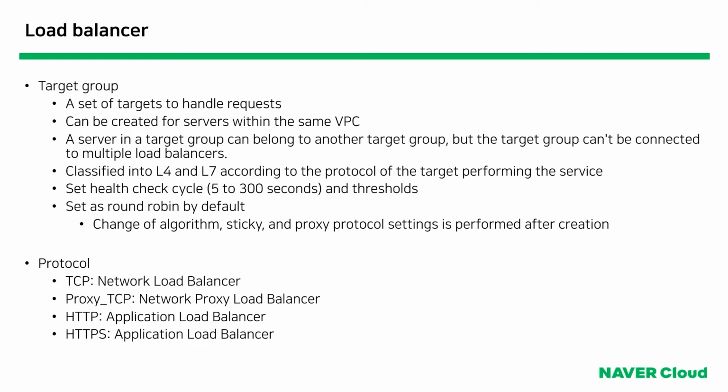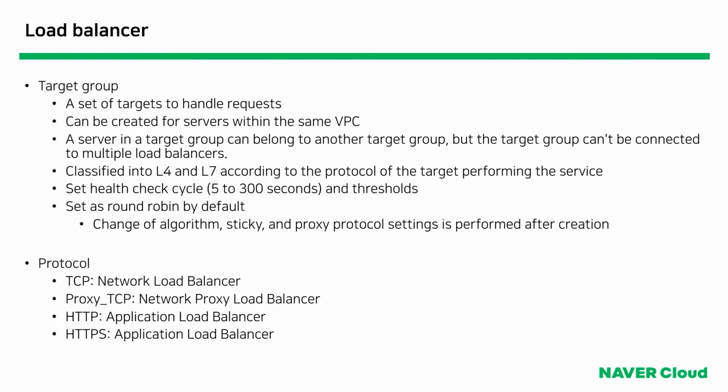You can create target groups with servers in the same VPC. A server that belongs to target group A may also belong to target group B, but target group A can't be connected to multiple load balancers. The load balancer performs periodic health checks on bound servers to monitor their status. The user can set the health check cycle between 5 to 300 seconds.